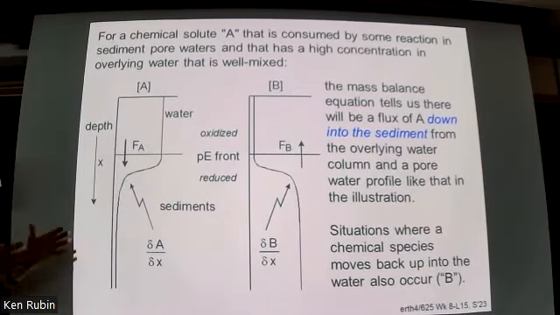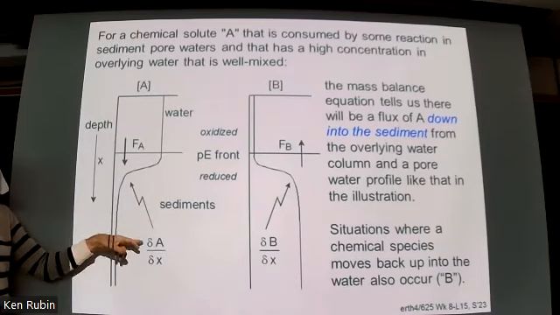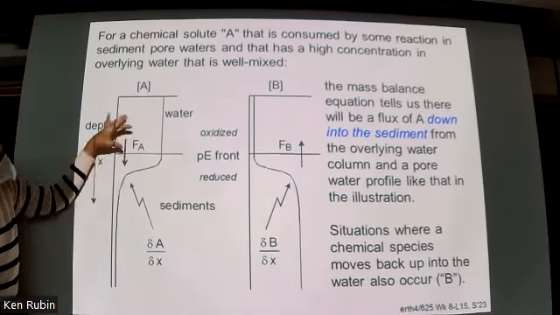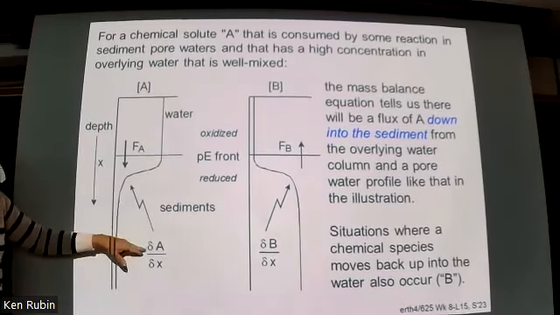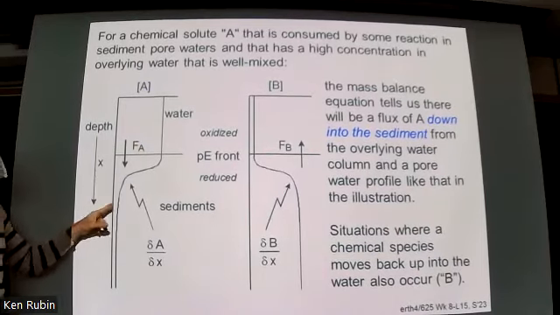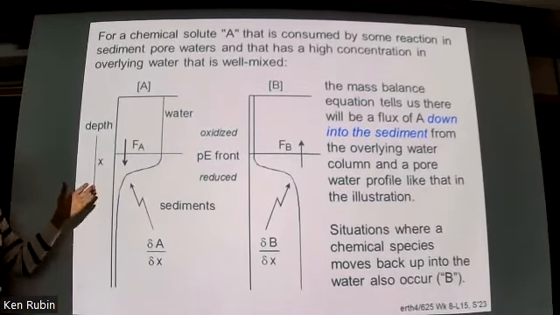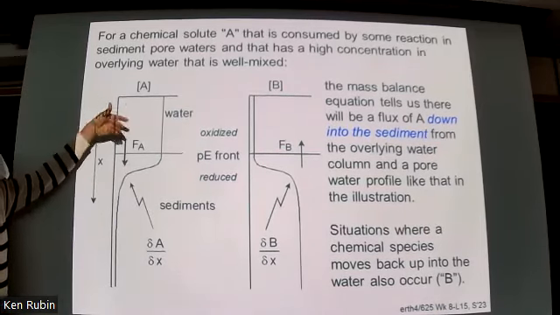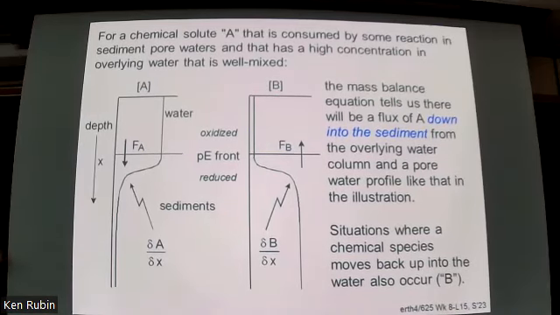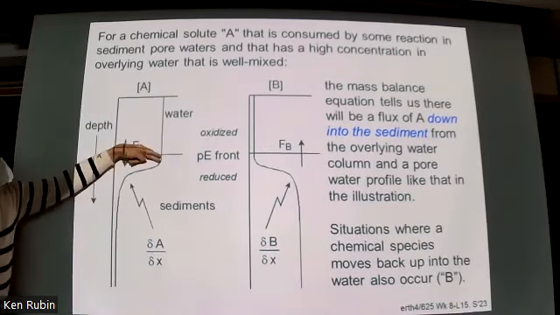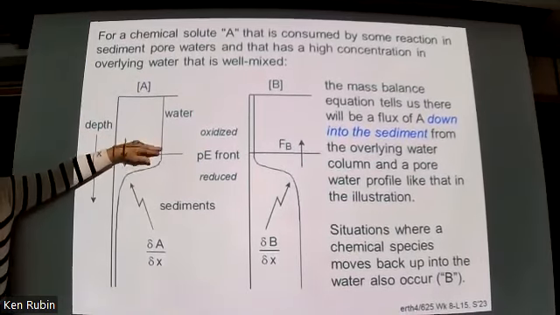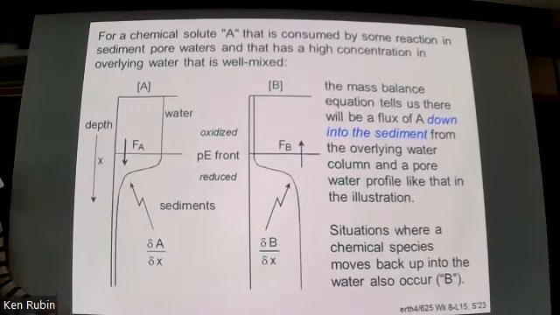And in fact, we can measure the extent of this contrast by looking at the change in A with respect to X, the change in A over the change in X. That's what this is. And the bigger this value, the bigger the flux, which is causing this smoothing out to happen. And in this case, the flux goes from this down. It's trying to erase the concentration gradient. So what's really happening is this chemical change is happening here, but the diffusion is pushing this boundary down. So it's being pulled down into the sediment.